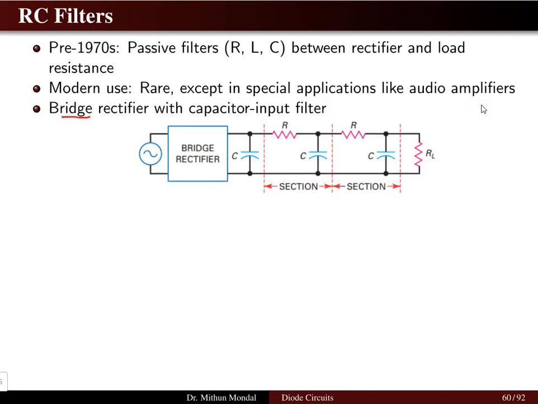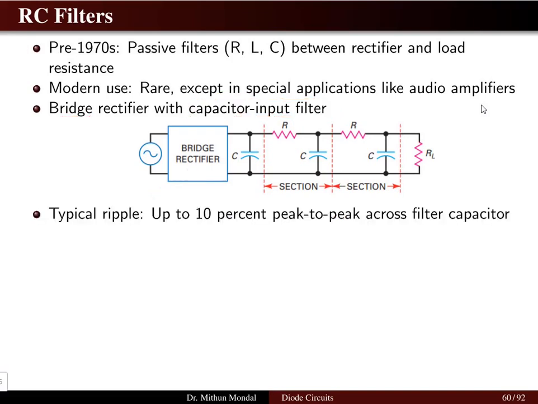In the previous lecture we discussed the bridge rectifier with the capacitor input filter. Now we will see how RC filters are used in the bridge rectifier. We have seen the capacitive filter, which was used in parallel with the load resistance. Now we have different sections of RC combinations, which act as a filter and are connected across the load resistor RL. These can be different sections. Here we have a 2-section RC filter.